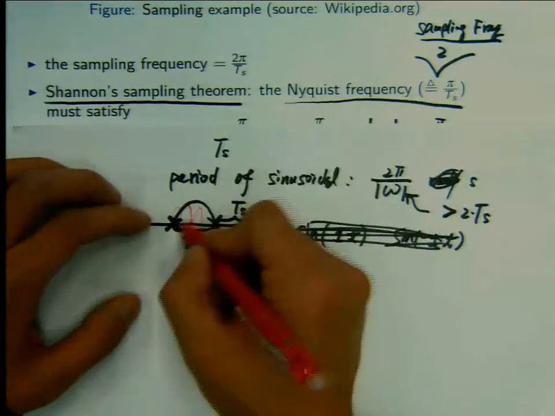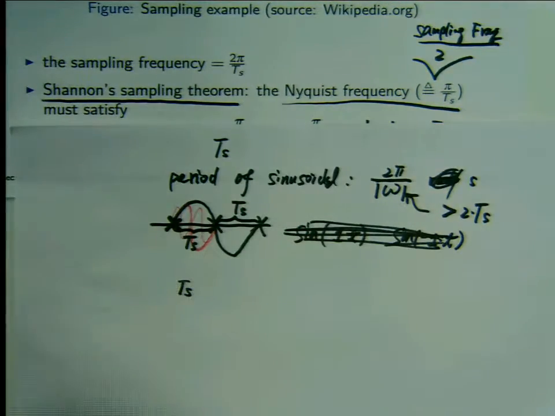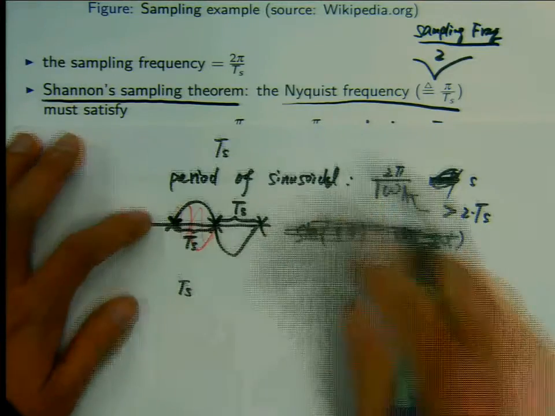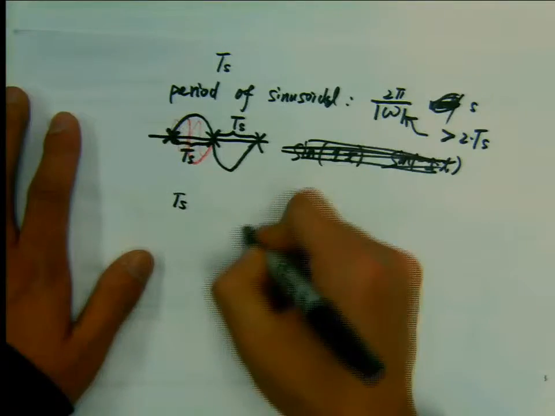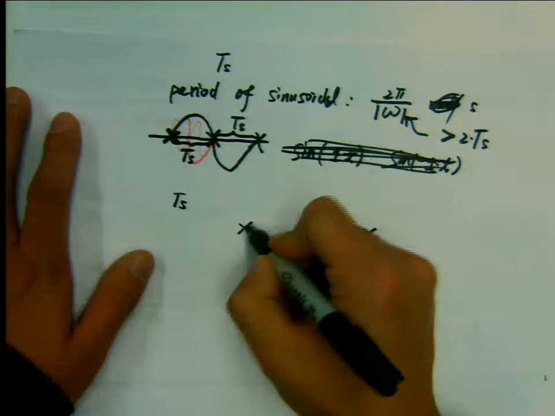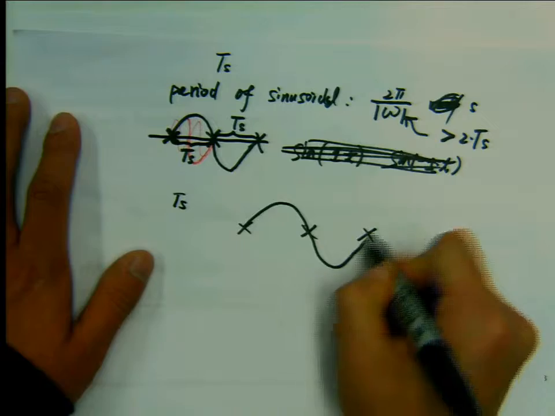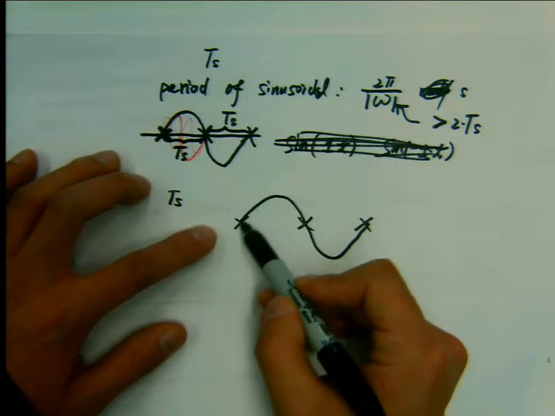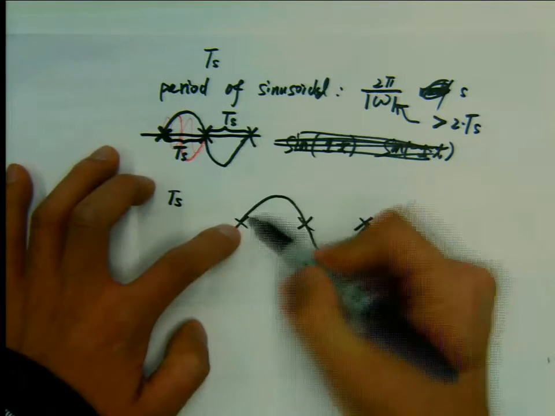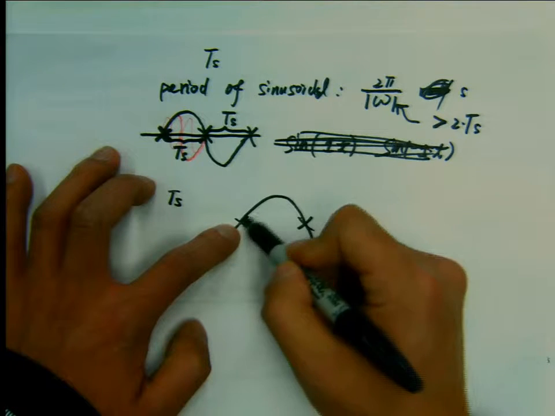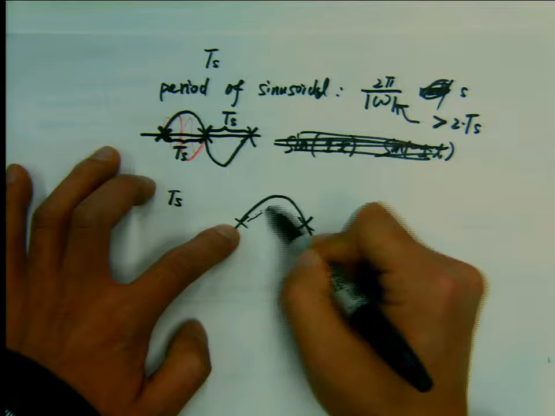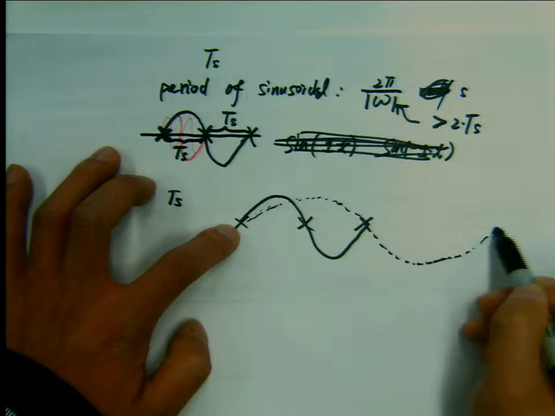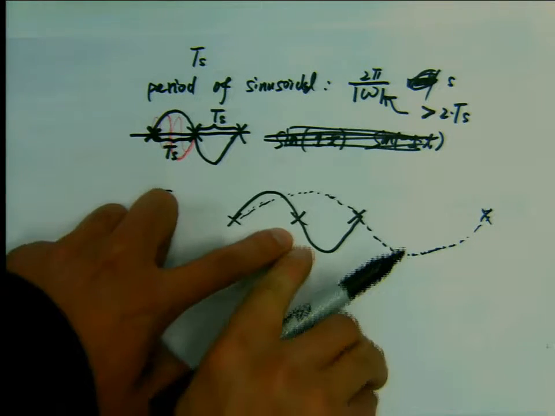Okay? However, if the period is larger than that, now see what will happen. Let me draw another picture. These are the samples I'm sampling. So this is the marginal case we have to be able to achieve. Now suppose I have a sinusoidal, and the period of the sinusoidal is larger than this 2 times TS. If the period is, let's say, 4 times TS, okay? So you immediately see it's impossible.